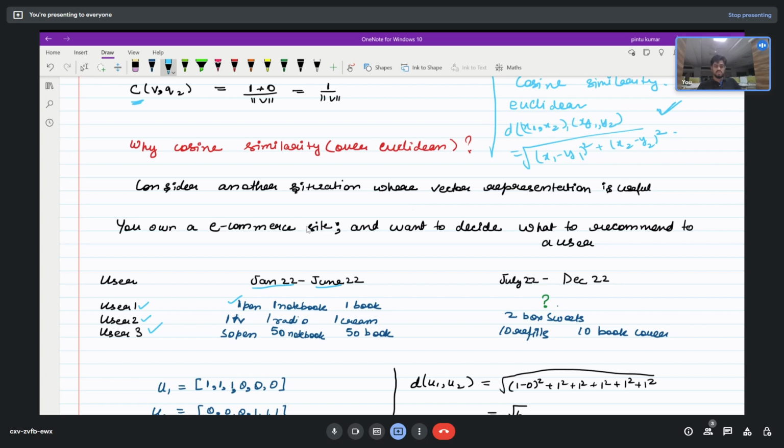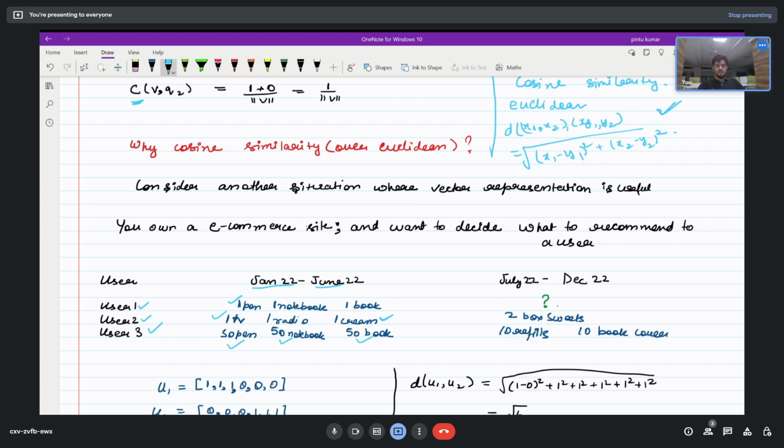Okay, so second user bought a TV, a radio, and some cream, right? So the second user might probably be a person who is buying more of household kind of things. Third person bought 50 pens, 50 notebooks, and 50 books, right? So probably it's someone related to academia only. He's ordering some bulk items, probably for his school or something like that. So he's buying this kind of things.